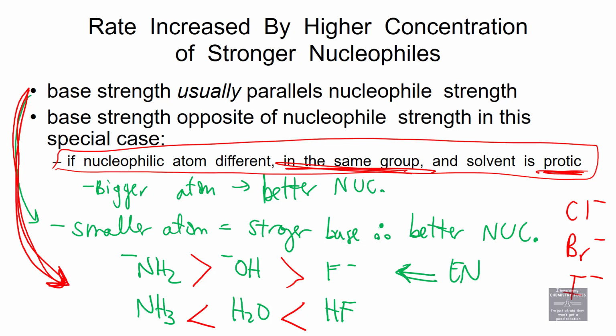If the two nucleophile atoms are in the same group, we don't care. Better base, better nucleophile. In aprotic solvents, better base, better nucleophile. In protic solvents, if your atoms are in the same period, better base, better nucleophile. 3 cases, better base, better nucleophile. If your solvent is protic and your atoms are in the same group, bigger atom, better nucleophile. It's real complicated to explain, but it's not super complicated to understand, I don't think.